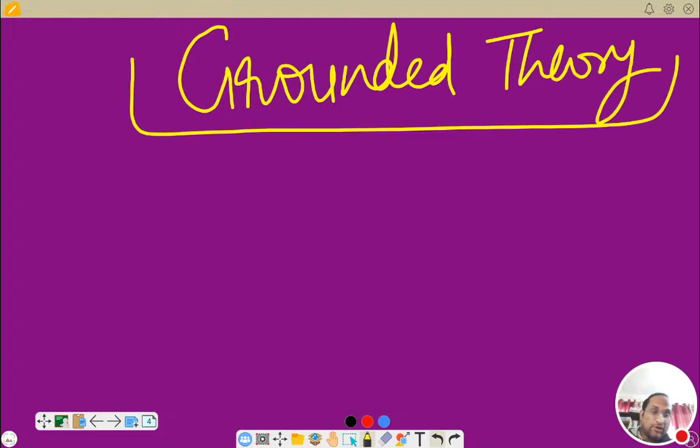Grounded theory is a qualitative method. We used the grounded theory approach in the focus group and brainstorming we had done. Grounded theory is also mentioned in your syllabus. Many questions have been asked from grounded theory, largely checking your concepts, your understanding and application of grounded theory. Grounded theory is not a big thing.